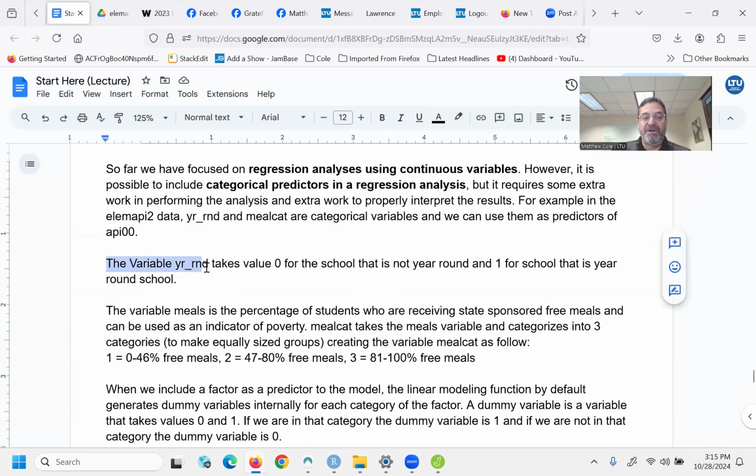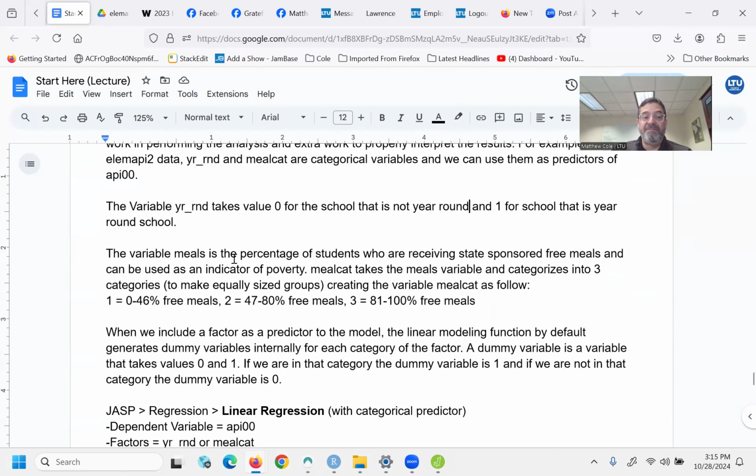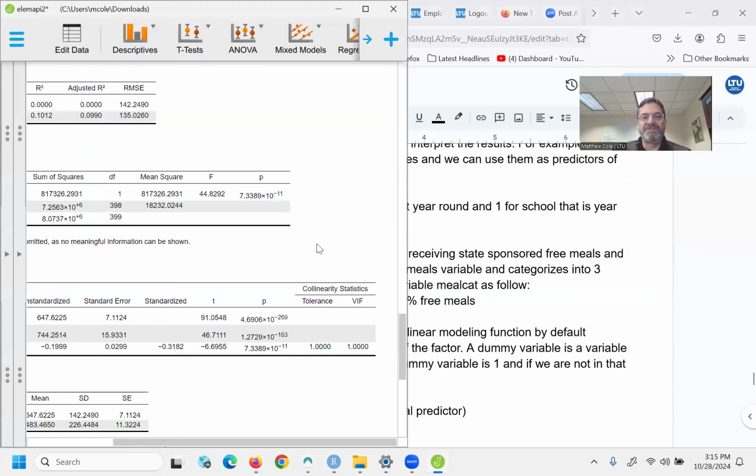But we already have a variable year round, which takes the value 0 for the school that is not year round. I mean, they take a break from summer school. The kids don't need to be in summer school. They don't need to catch up. And 1 for a school that is year round, which means they stay open for summer school. And the variable meals is the percentage of students who are receiving state-sponsored free meals and can be used as an indicator of poverty. So I think meals was already done for us.